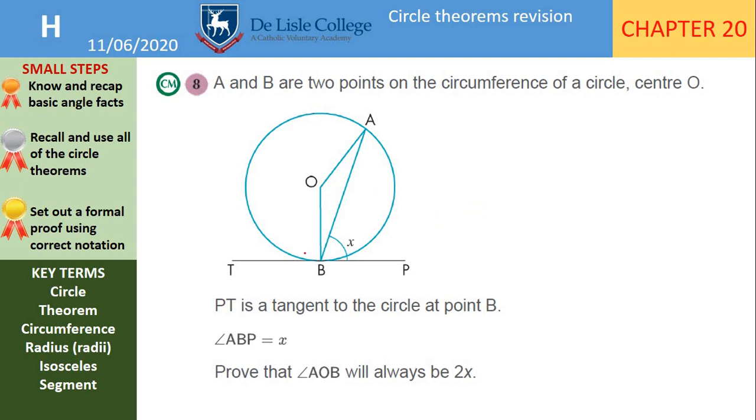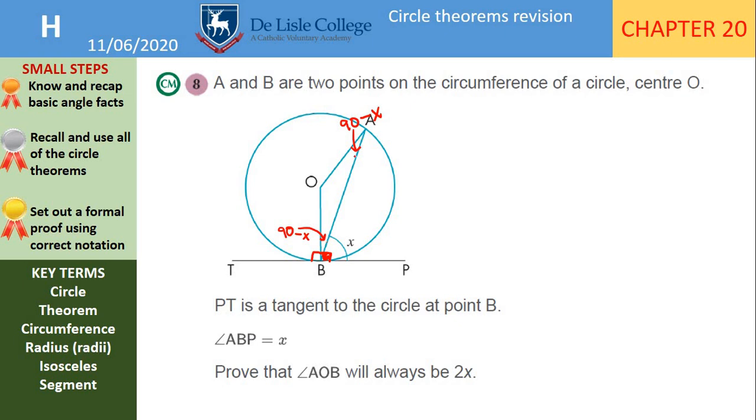So looking at this then, a radius meets a tangent at 90. So that's 90. So also these angles here must be 90. So within this isosceles triangle here, that angle there must be 90 subtract x, because the x plus the 90 minus x must add up to 90. So that would also mean that the opposite base angle in the isosceles triangle is also 90 minus x.